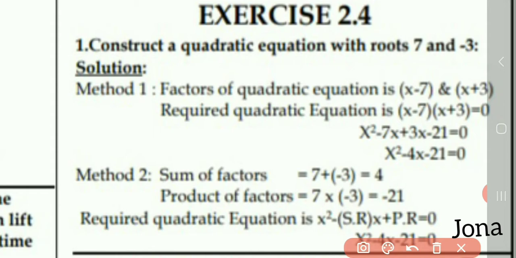So I want to multiply both the factors there, so that I got like this: x square, x into x square, then x into 3, it is 3x, and then minus 7 into x is minus 7x, and minus 7 into 3 is minus 21. So I got like this. If you simplify this minus 7x and plus 3x, you will get minus 4x. So our required equation is x square minus 4x minus 21 equal to 0.